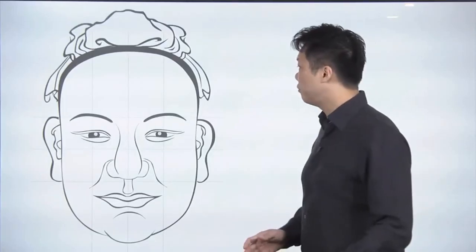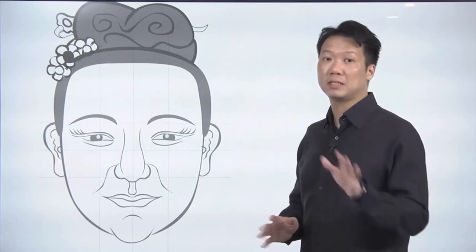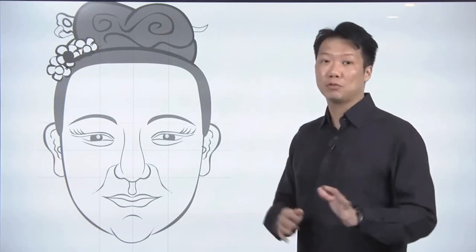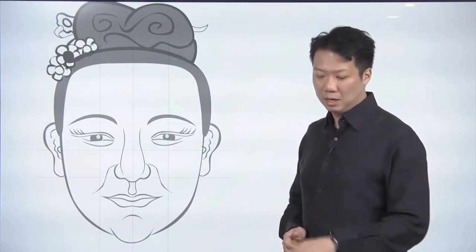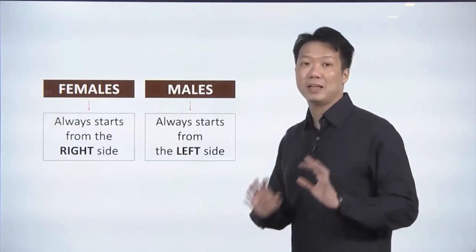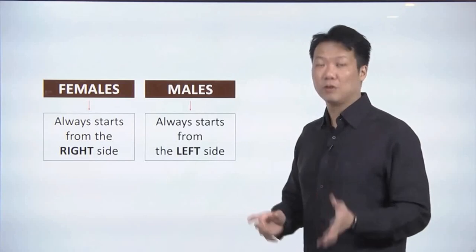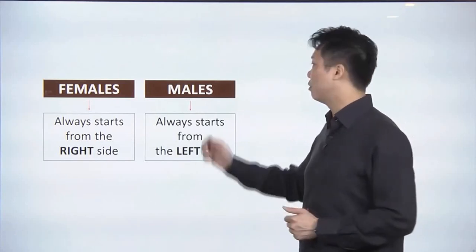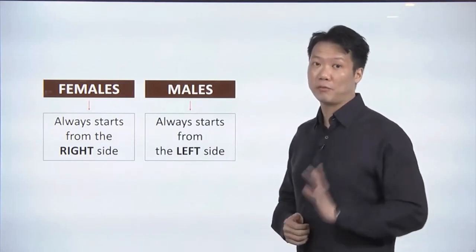Now, the female face and the male face are somewhat different when it comes to positioning of the numbers. Let me explain. For the females, we always start the counting of the age from the right side, whereas for the guys, we start the counting from the left side, because left is yang, right is yin. Take note of that, okay? Now, before we begin, let me just show you the faces again.